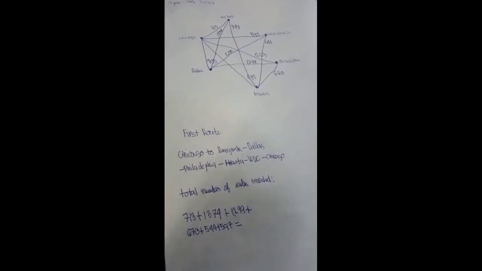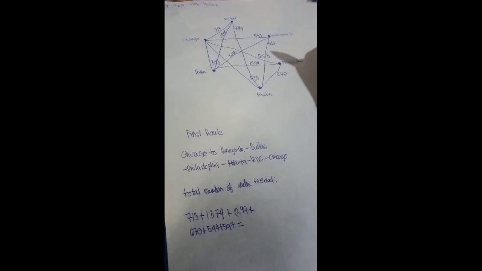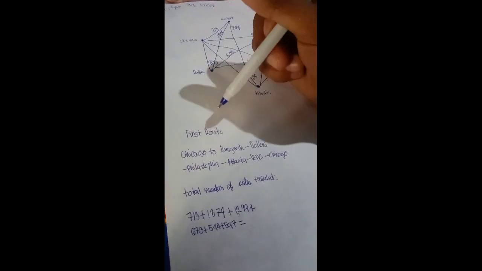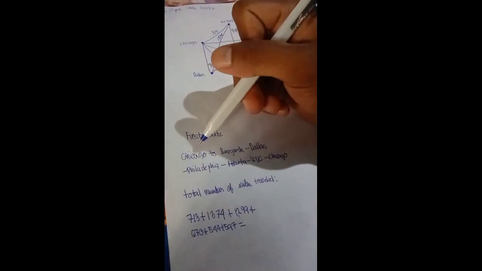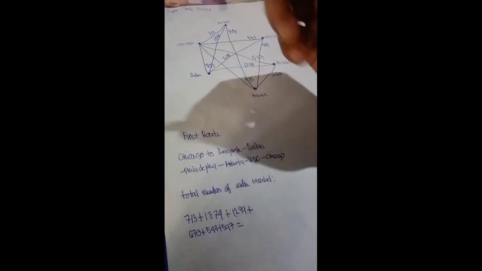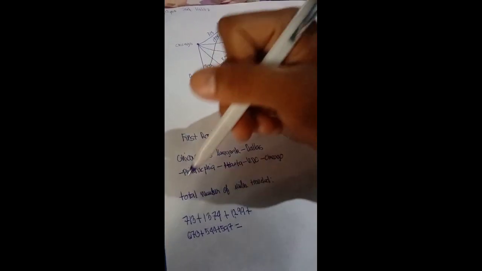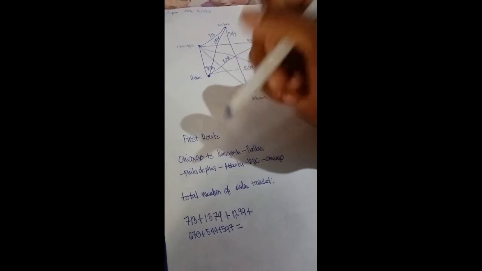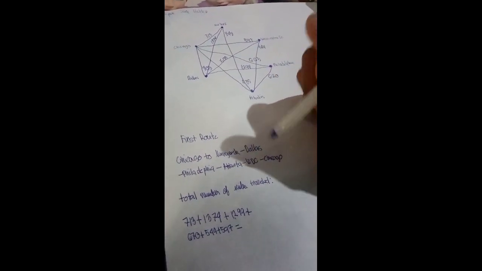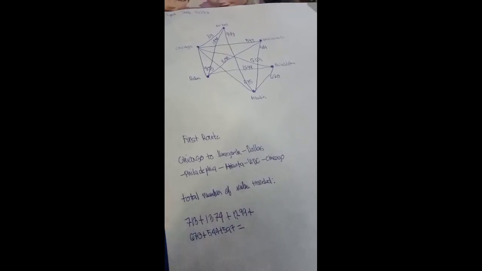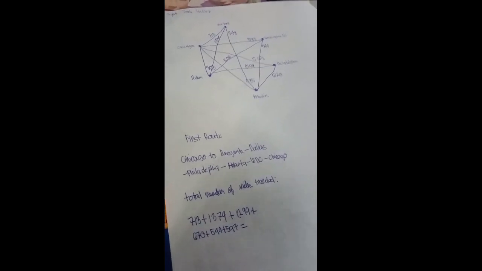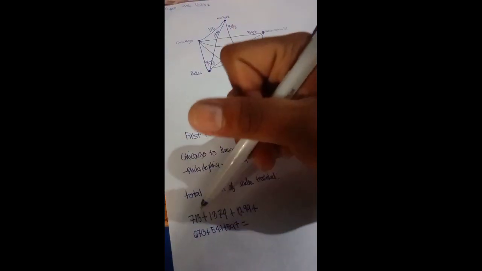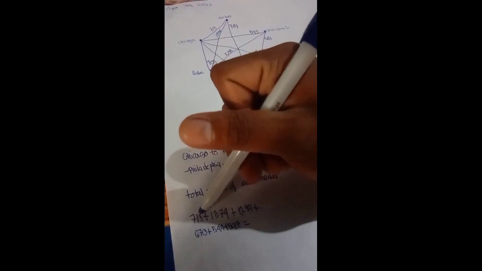Now, after we get our weighted graph, we will look at our first route. In our first route, we have Chicago to New York, New York to Dallas, Dallas to Philadelphia, Philadelphia to Atlanta, Atlanta to Washington DC, and Washington DC to Chicago. To know the total miles we used, we just add them all up. Chicago to New York, that would be 713.